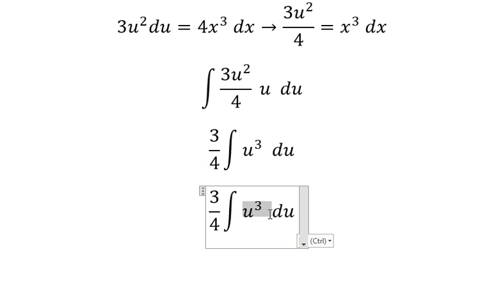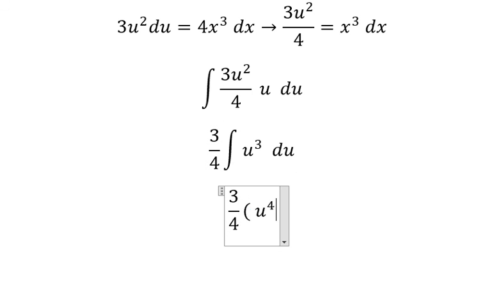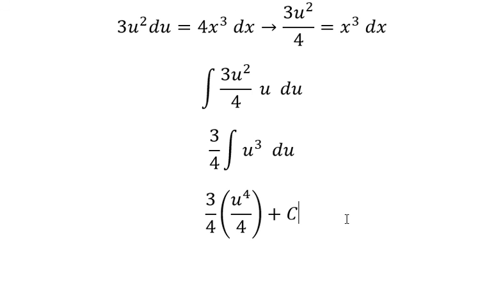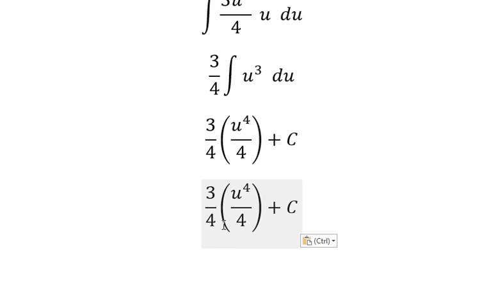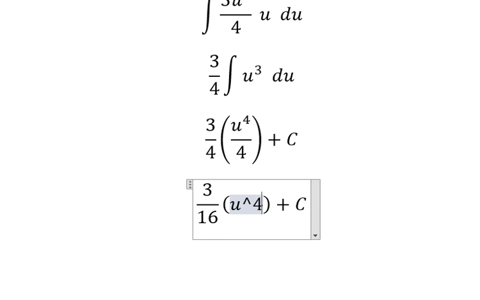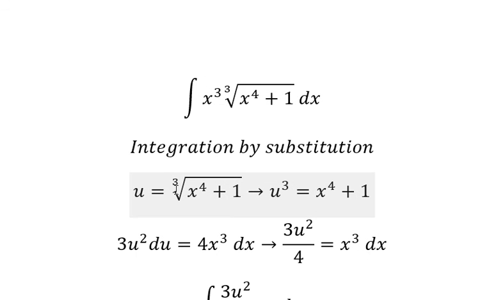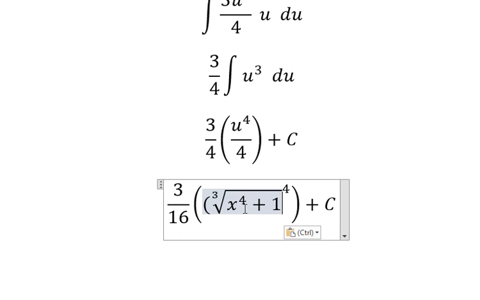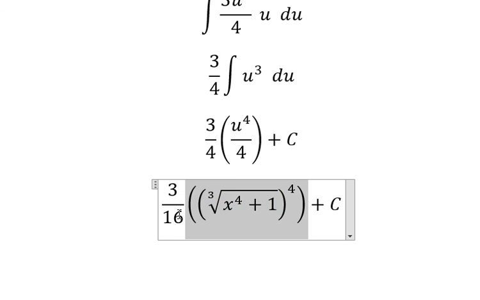The integration of this one, you got u to the power of 4 over 4, and we put c. Number 4, you got 3 over 16. About u, we need to change into this one. And this is the final answer.